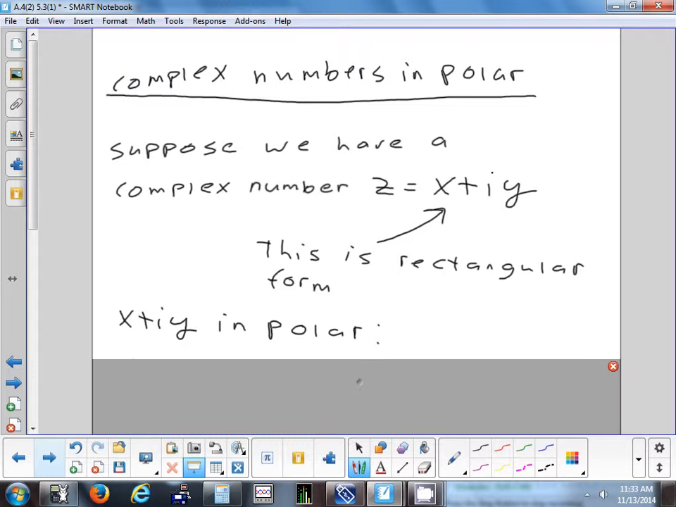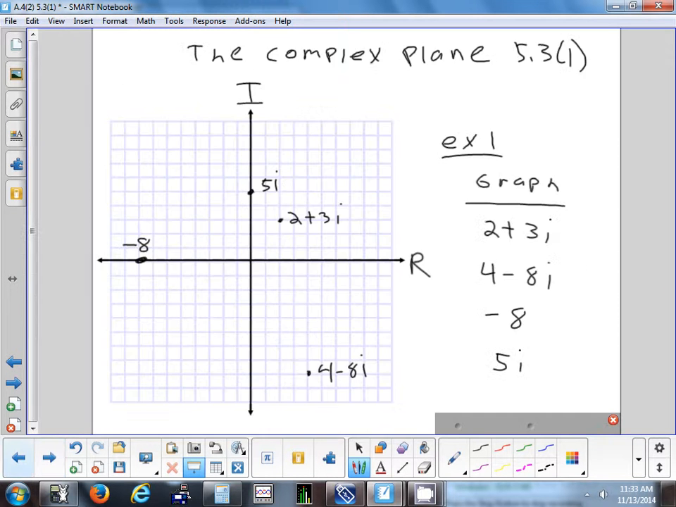Okay, in polar form, we don't have an x and a y. Okay, what are the two things that you have in polar? You have an r and you have a theta. So if we look at this point, if you know how to take the point (2, 3) and write that in polar, then writing the point 2 plus 3i, it's almost the same thing. You've got to find that radius, and you've got to find that angle. So it's just like what we did yesterday.